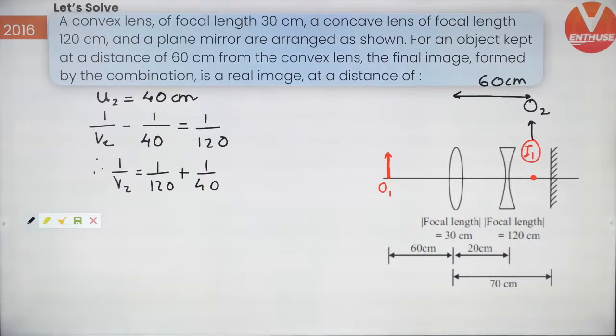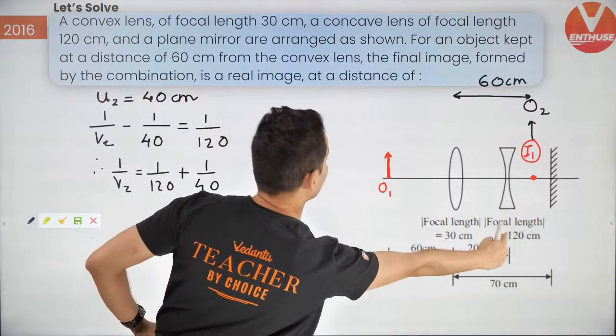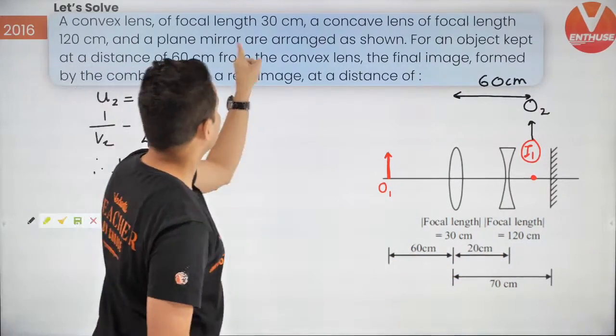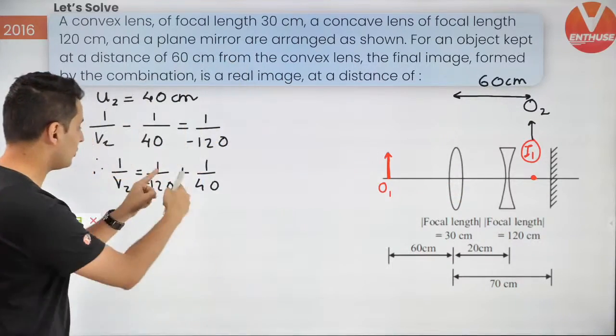Everyone is clear about this? Oh, but this is a concave lens, so be careful. This focal length will be negative. That's the catch. Because this is a concave lens, the focal length will be negative, so minus 120.